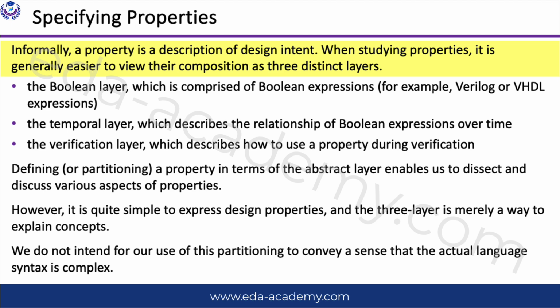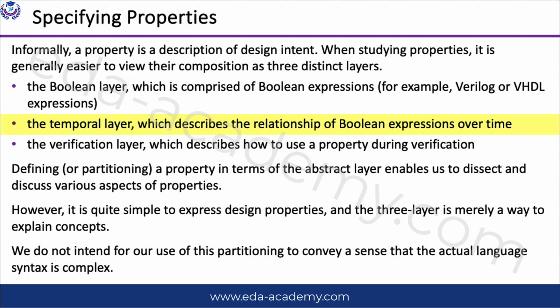When studying properties, it is generally easier to view their composition as three distinct layers. The first is the Boolean layer, which is comprised of Boolean expressions, for example, Verilog or VHDL expressions. A property's Boolean layer is comprised of Boolean expressions composed of variables within the design model.